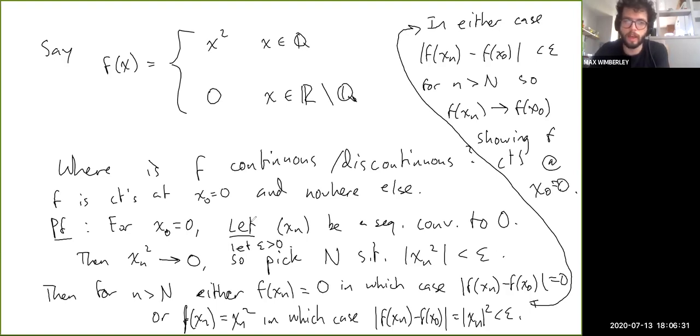So we just showed that for an arbitrary sequence in the domain that converges to 0, f of xn also converges to 0, which is the value of f at that point. So that shows that f is continuous at x equals 0, and f is discontinuous at every other point, like we said before. For any x naught not equal to 0, you can find two sequences approaching x naught where you get different limits for f of xn.